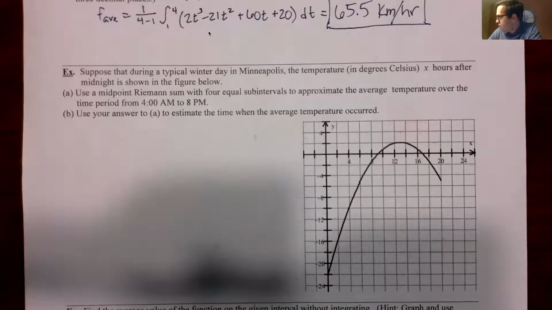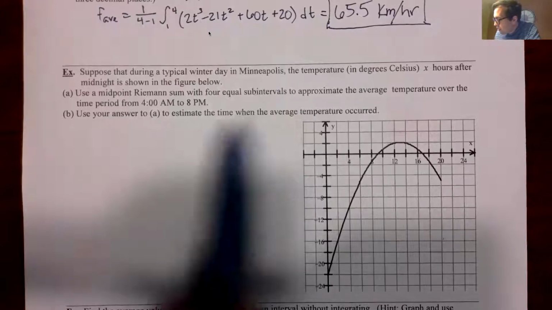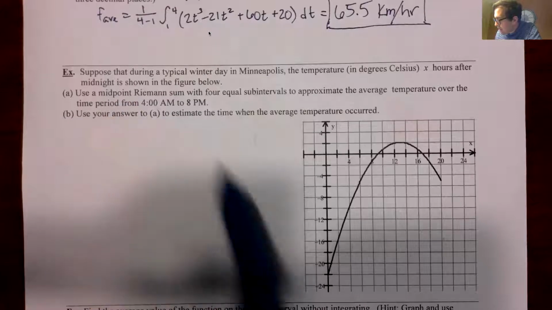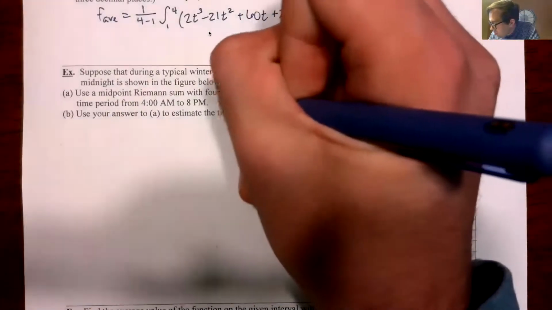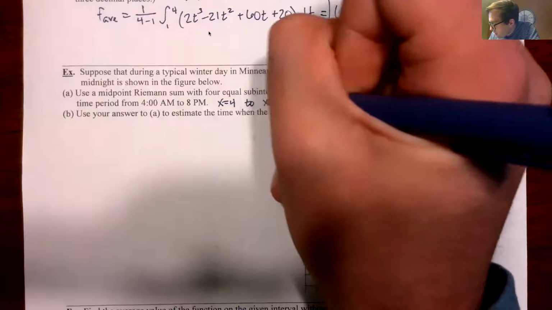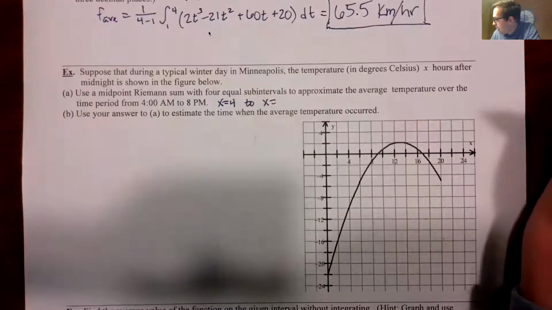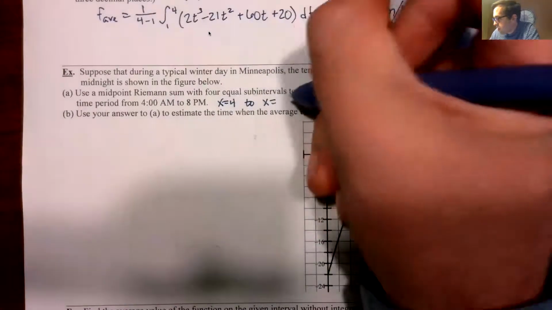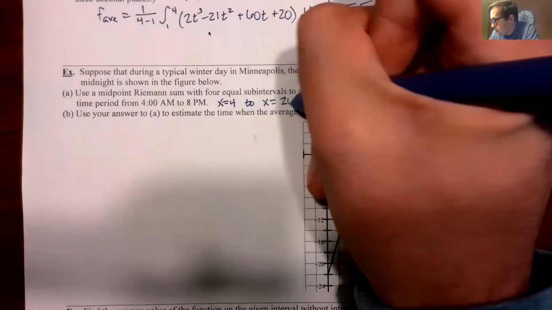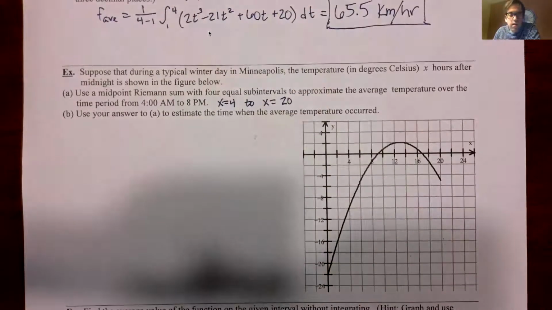Now, first of all, 4 a.m. to 8 p.m. is going to be what? So it's X hours after midnight. So it's going to be from X equals 4 to X equals what? 8 p.m. is going to be 12 plus 8. So it's going to be 20. All you 24-hour time people most likely already knew that. 9, 10, 11, 12, yeah. So we're going from 4 to 20.